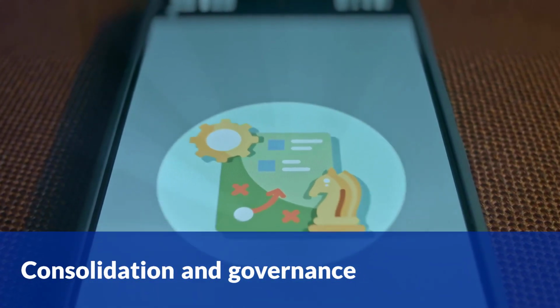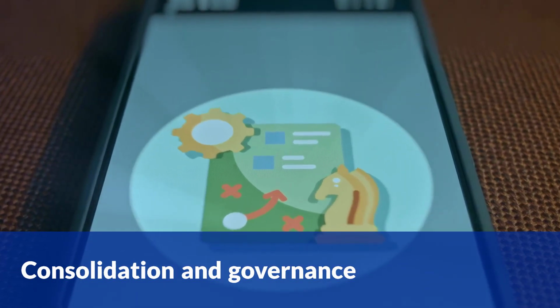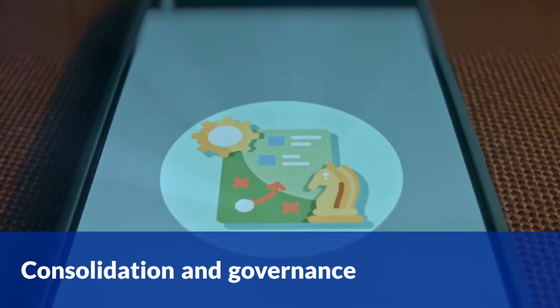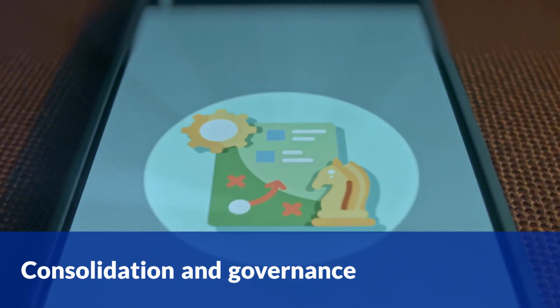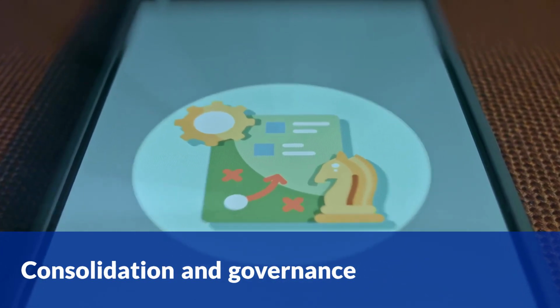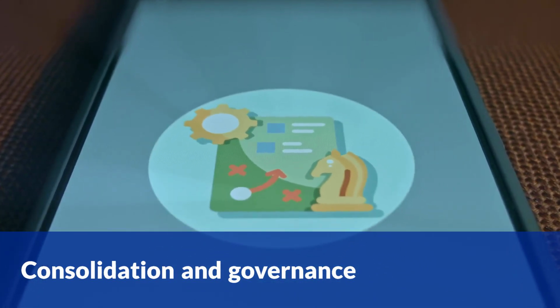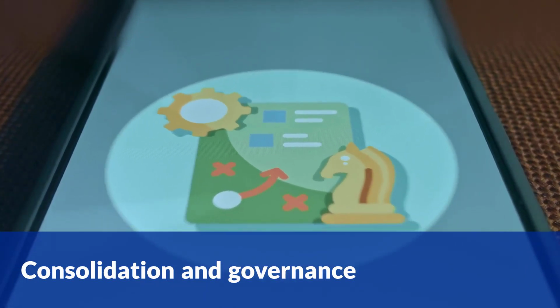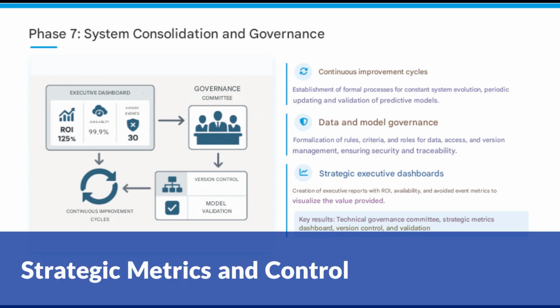The seventh and final phase is the consolidation and governance of the system, ensuring its long-term sustainability and improvement. The main objectives are to establish continuous improvement cycles for the multi-agent system. Data, model, and access governance are formalized, ensuring information integrity and security. Executive dashboards and periodic reports are created to monitor performance and value generated. These elements are critical in this phase.